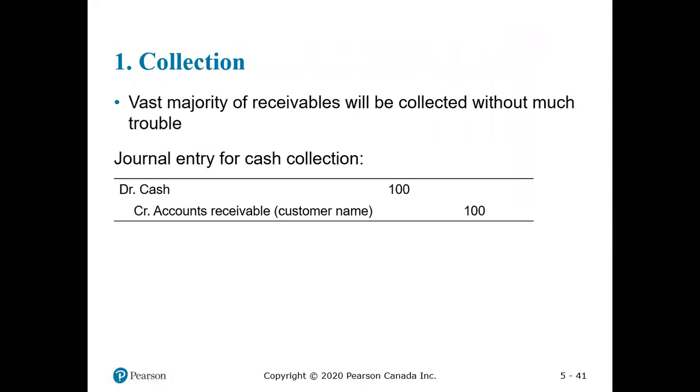The vast majority of the time, you're going to collect your accounts receivable without much trouble. When you do collect that accounts receivable, the journal entry is to debit cash to increase your cash balance and credit accounts receivable for that specific customer to wipe out their accounts receivable since they've now paid you.